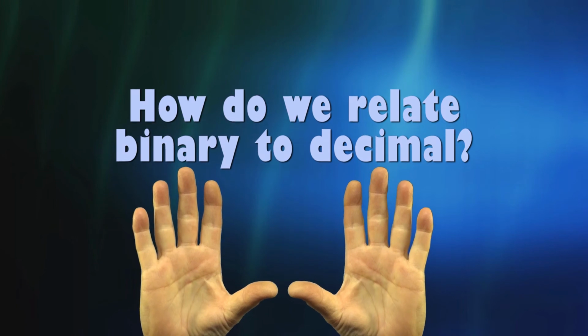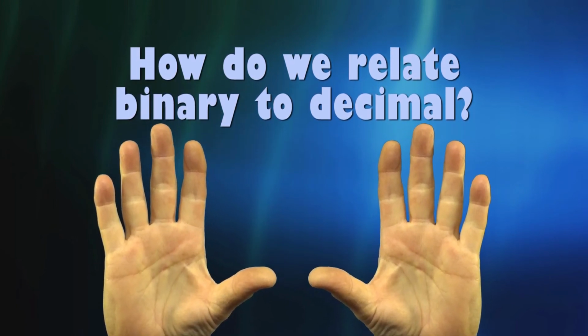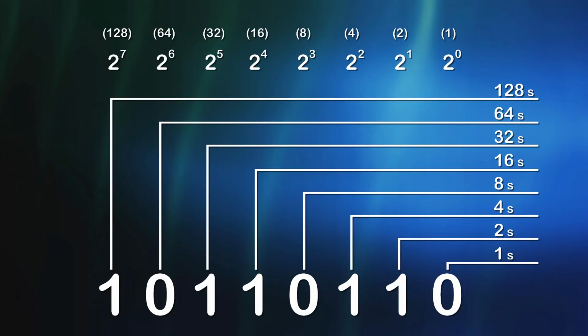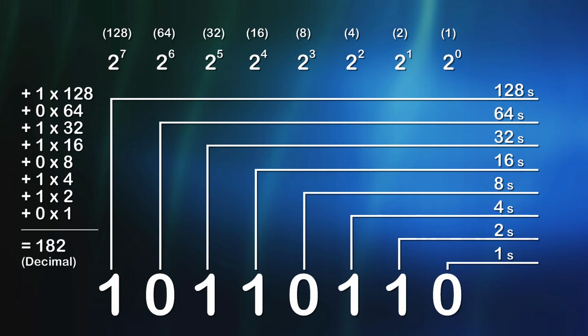Now, how do we relate this long binary string into a decimal format that's easier for us 10-fingered humans to relate to? Let's start with the binary number 10110110. Since we know the value of each position, it's a simple matter of adding them up. 1 times 128 plus 0 times 64 plus 1 times 32 plus 1 times 16 plus 0 times 8 plus 1 times 4 plus 1 times 2, plus 0 times 1, or decimal 182.